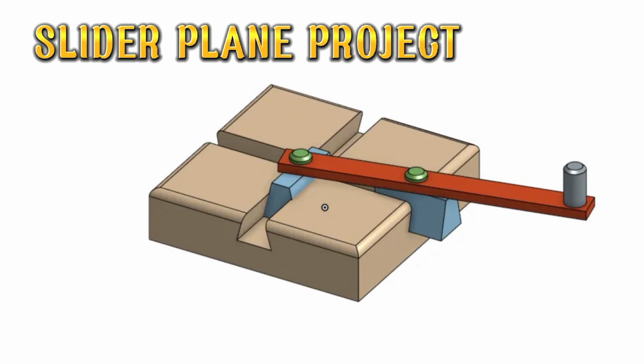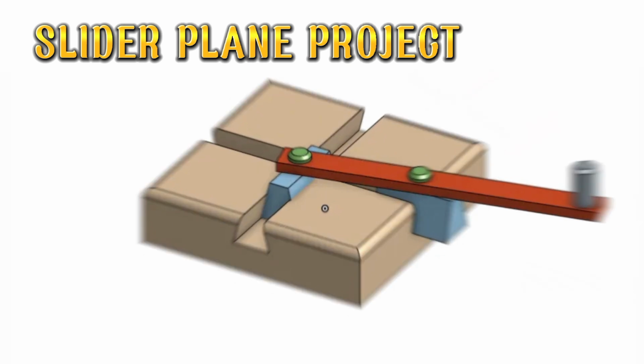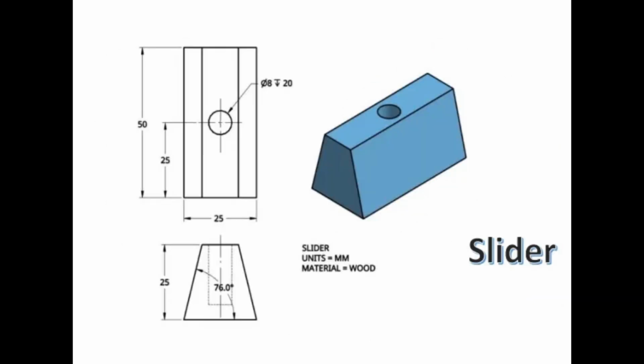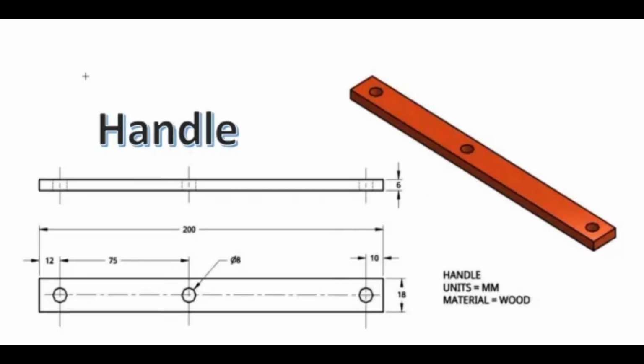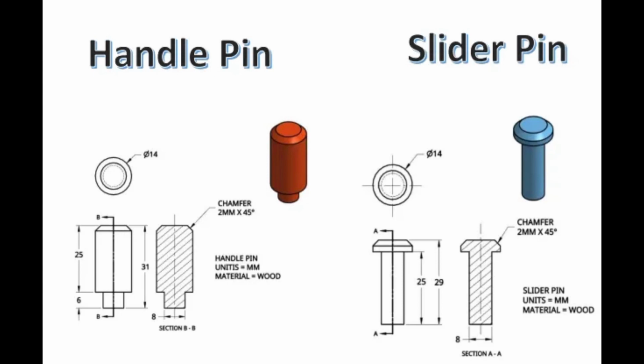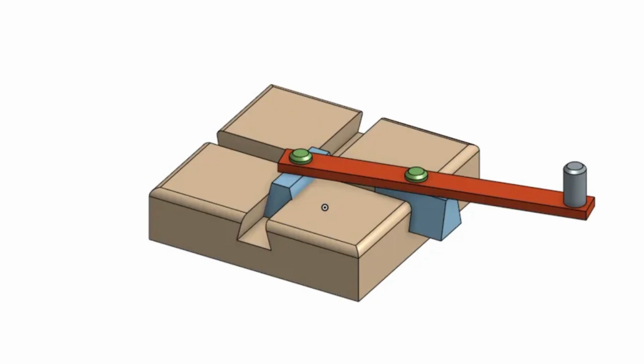In this video, we're gonna show you how to make a slider pane using Onshape. We're gonna start off with the base of the slider pane. The next is the slider, handle pin, and the slider pin. After that, we're gonna do the assembly and the animation of our slider pane project. So let's start.